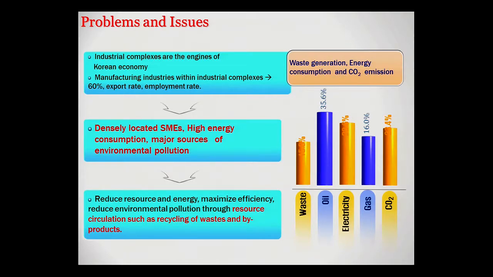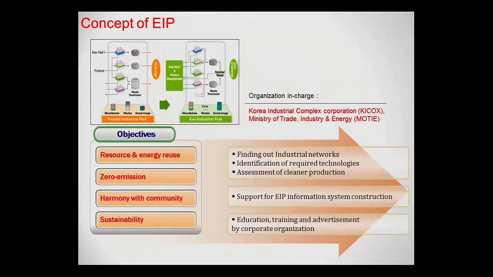So we have to do something to solve these kinds of issues. We started the so-called EIP, Eco-Industrial Project. The objectives are reusing resources and energies. Also, we try to achieve zero emission in this area. Also, we have to work with the community very closely to ensure a win-win situation. Also, it has to be sustainable. This is just one example.